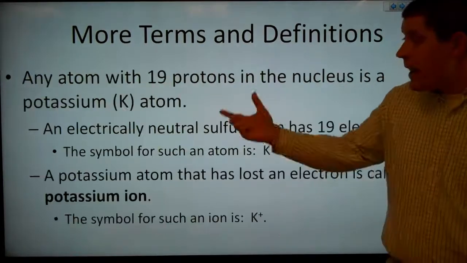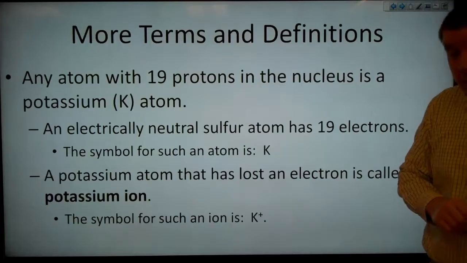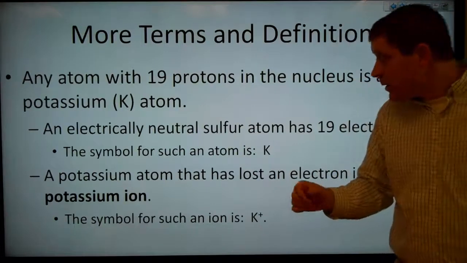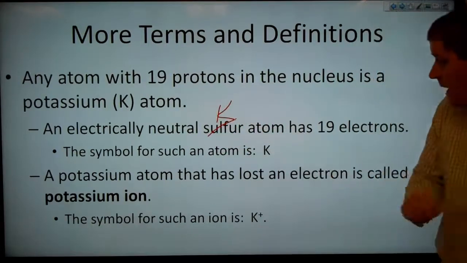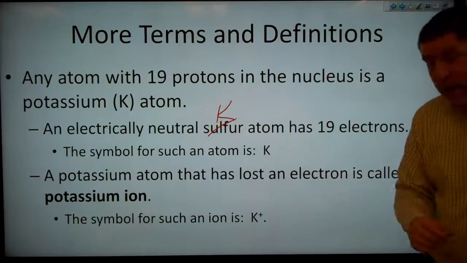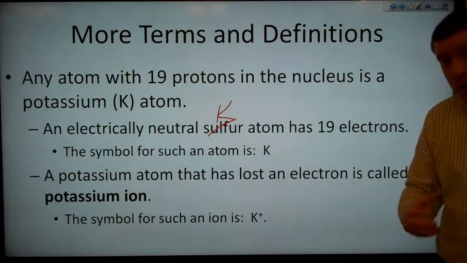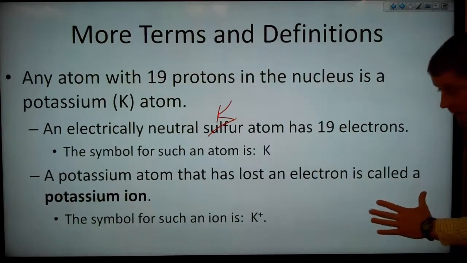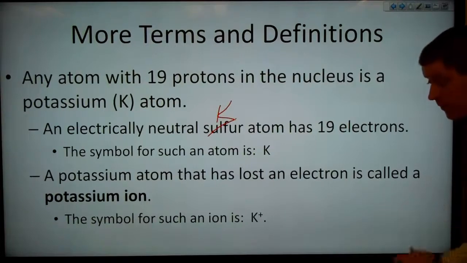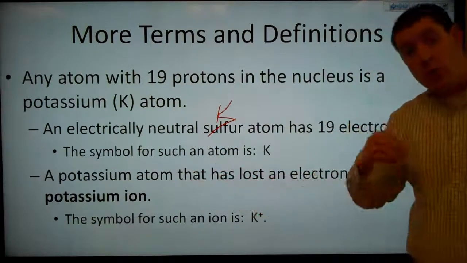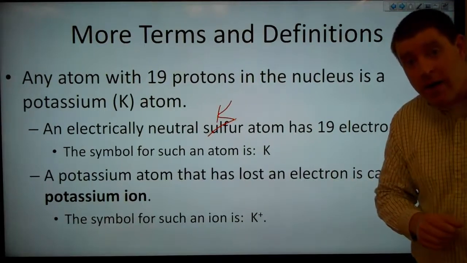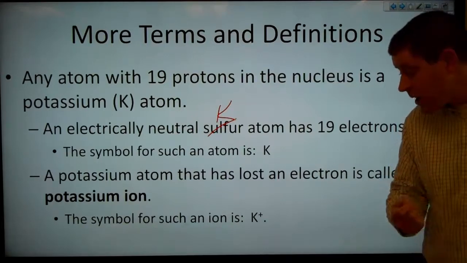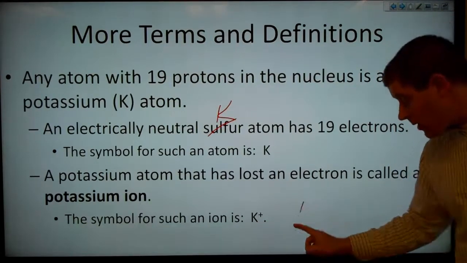So any atom with 19 protons in the nucleus is a potassium atom, and we're going to symbolize that with capital K. An electrically neutral potassium atom has 19 electrons, and the symbol for such an atom is capital K. We may or may not write the 0 on top as a superscript. But a potassium atom that has lost an electron is called a potassium ion. If it's lost 1 electron, then there's 1 more proton in the nucleus than electrons, and so that means that we have a +1 charge, so we have to write K plus. Alternately, we could write that K 1+.